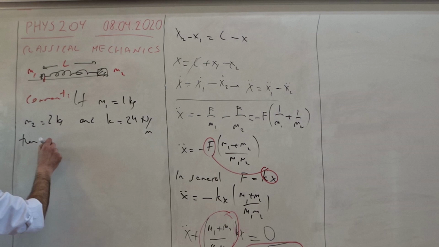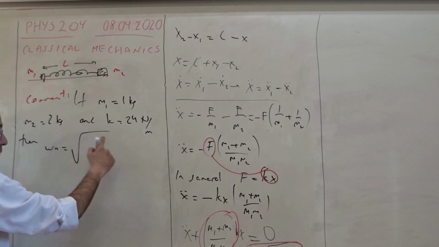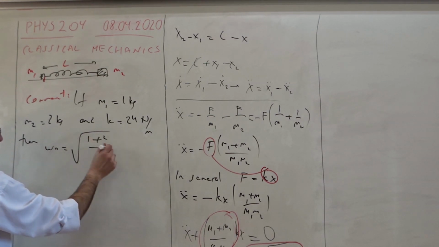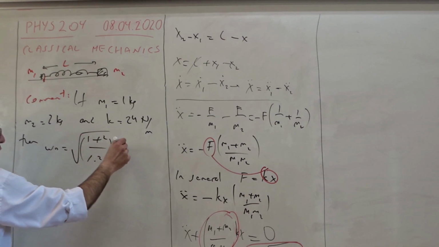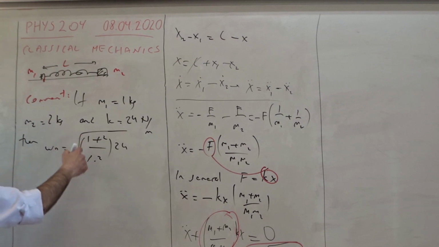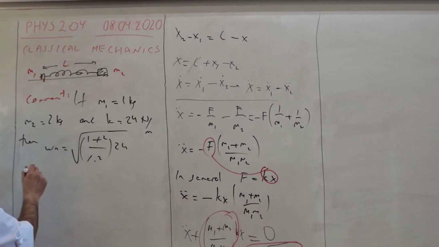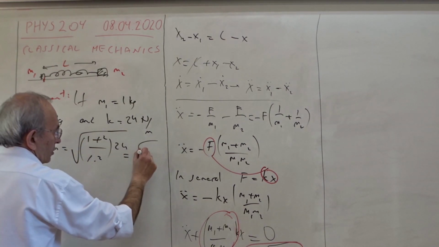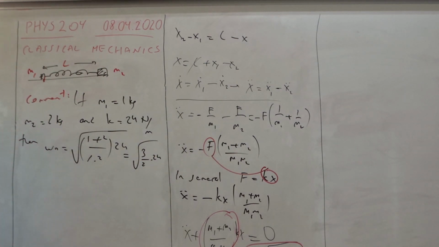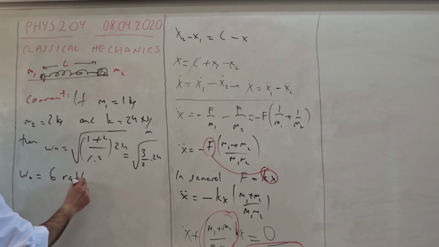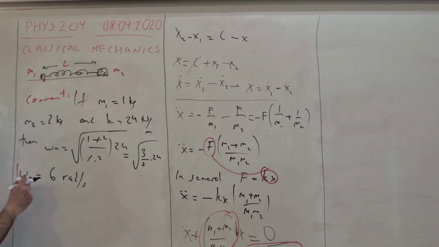Then omega 0 is simply the sum of the masses, 1 plus 2, divided by the product, 1 times 2, multiplied by 24, all in the square root. So 3 over 2, it is 3 over 2 times 24. So this is just 36. Therefore, omega 0 turns out to be, for instance, 6 radians per second, as a numerical example.